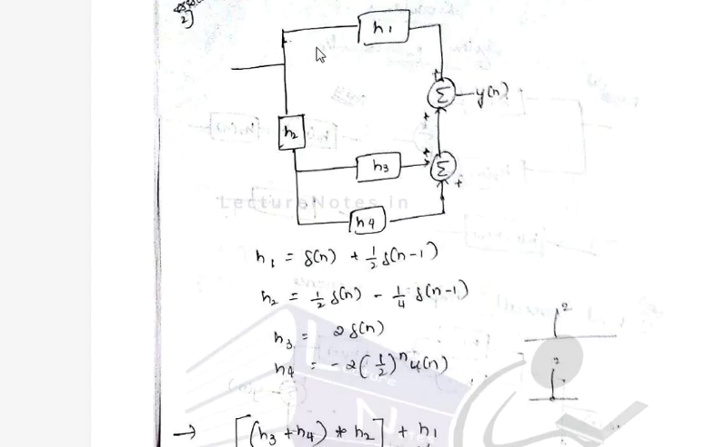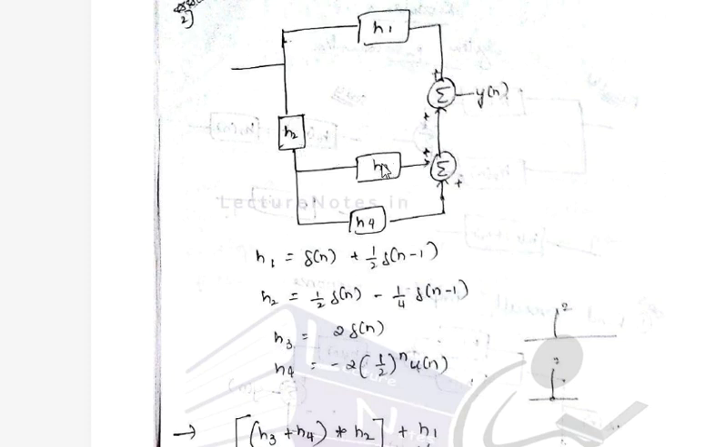Let's see the system. Here we are given with another system wherein the interconnections are there. We need to find what is the transfer function of this entire system, where x of n is the input and y of n is the output, and the values of h1 of n, h2 of n, h3 of n and h4 of n are given.